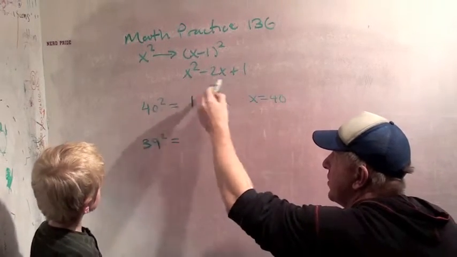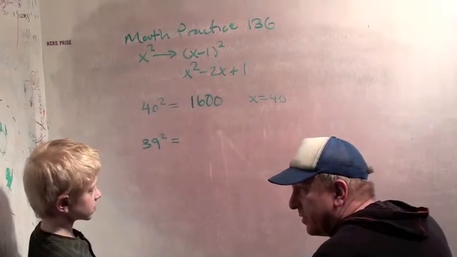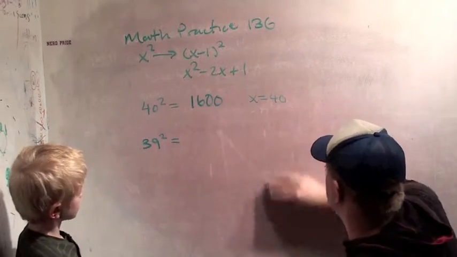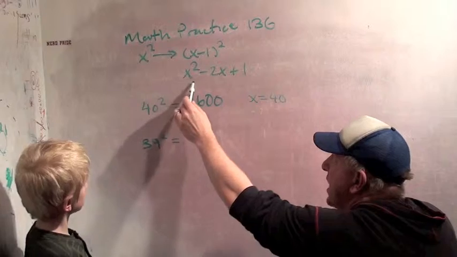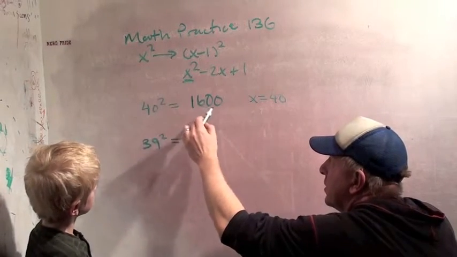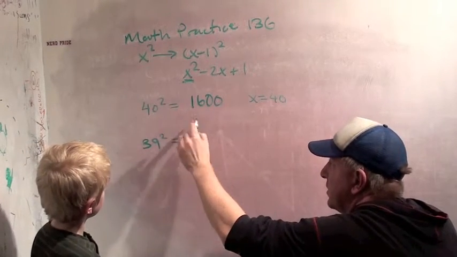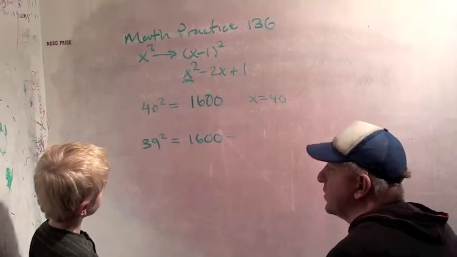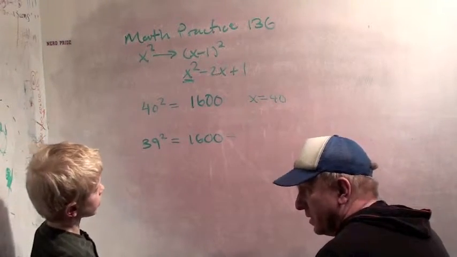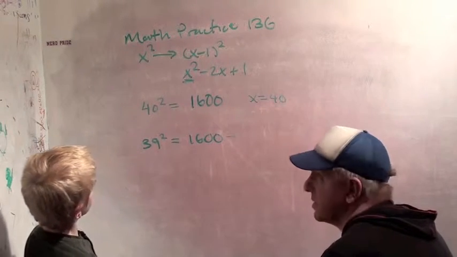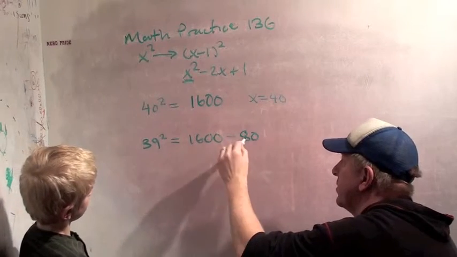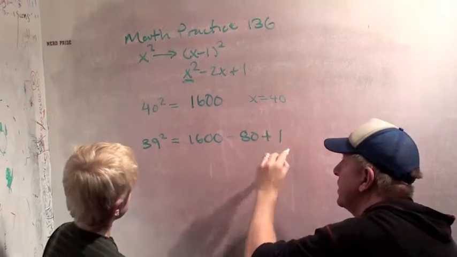So we're going to use our formula that we got from drawing our squares. We've seen this formula in the last couple of videos, and we've seen it in Beast Academy. So 39 squared is x squared, where x squared is 1600, minus 2 times x. Now what's x again? X is 40. So what's 2x? 2x is 80. So 1600 minus 80, and then we have to do a plus 1.